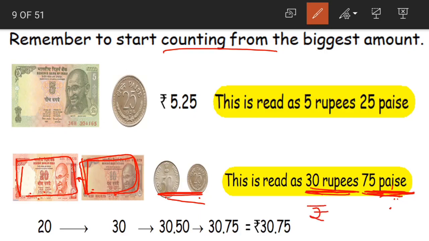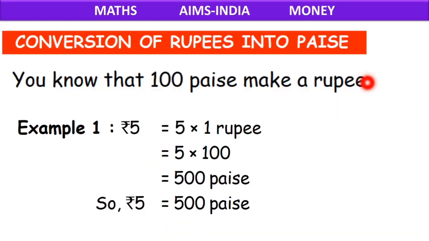And how will we write? Write the rupee symbol, then write the amount in rupees, put a point and write the number of paise. 30 rupees 75 paise is our answer.